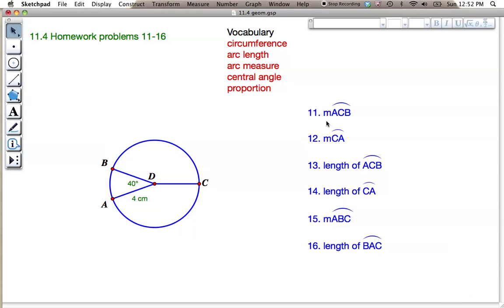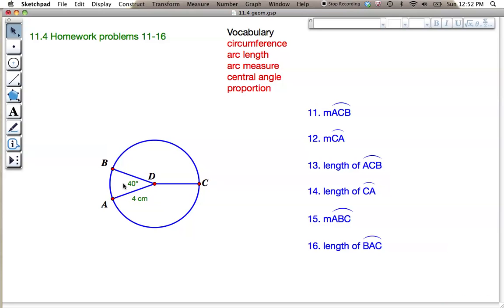But for now, let's see if we can just fill in basic pieces of information about this circle, given what we're given. We're given that this angle is 40 degrees, the radius is 4 centimeters, on your paper I think it says inches, and we're given that angle BDC is congruent to angle ADC. So let's fill in what we can in this circle.